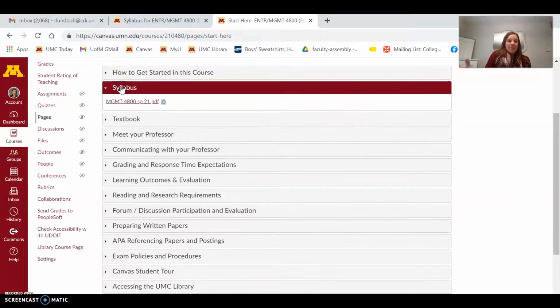Obviously, the course syllabus is here. You can download a copy of the PDF so you have it. Make sure you read through that carefully. I know there's a lot of content in it that we're required to put. So you've probably seen some of it, but make sure you pay attention to the policies that are specific to this course, as well as the due dates and deadlines.